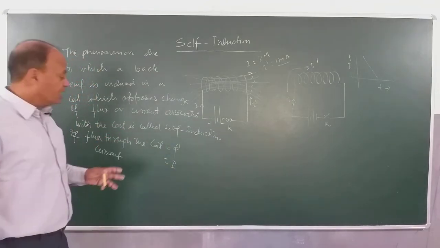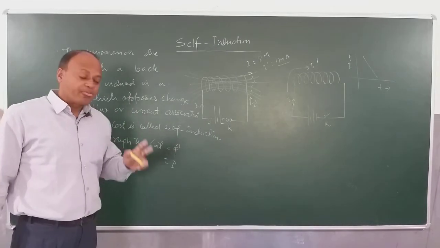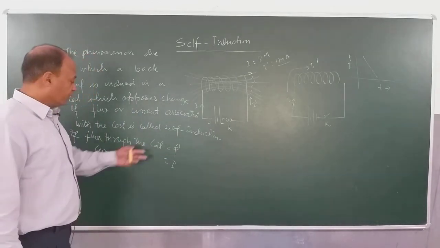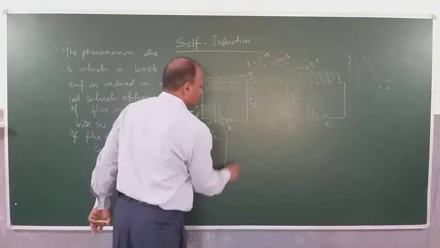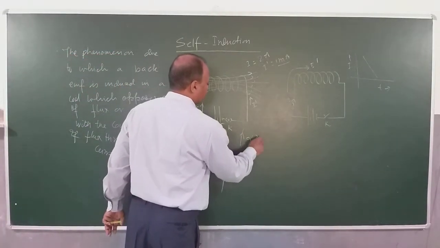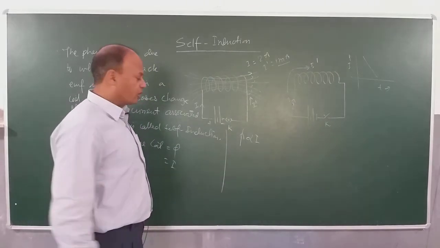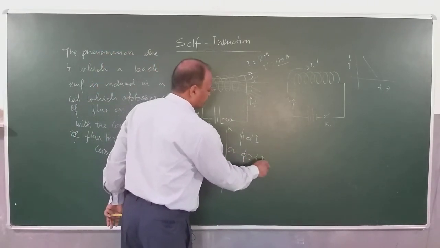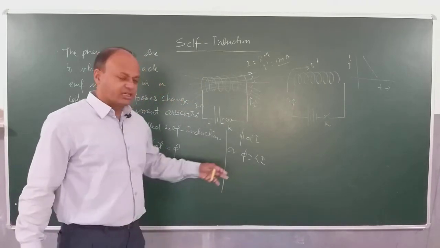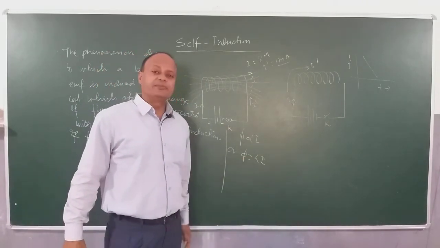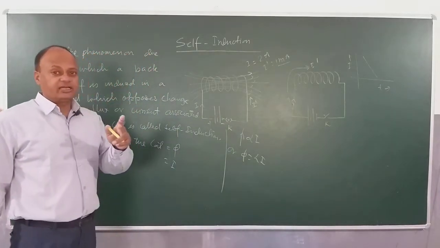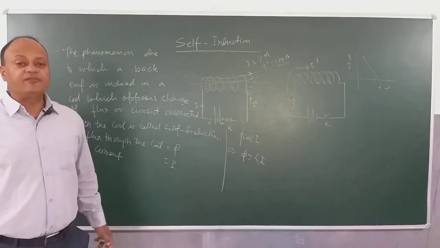No, instantaneous. When I will change, then phi will also change. More current, more flux; less current, less flux. Clear? So we can say, and we know also that phi will be directly proportional to I, or phi is equal to L into I. Now this term L which you are seeing children, L is very important. L is called coefficient of self induction, or simply we call it self inductance.